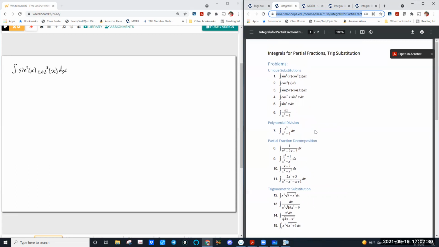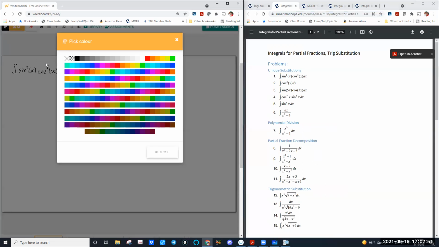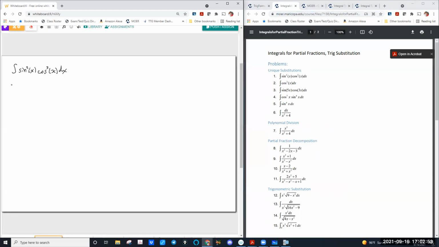Without further ado, let's go into some of these substitutions. I've got the first example up here. Whenever you get a combination of sine to a power and cosine to a power, this can be done with u-substitution. Notice I have an even number of sines and an odd number of cosines.